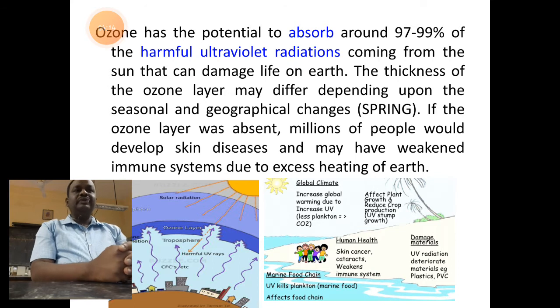This layer of ozone has the power to absorb 97 to 99% of harmful UV rays that cause damage to life on the Earth. It may cause skin diseases, reduce the immune power, etc. Well, the thickness of ozone differs based on the season and even the geographical changes. During spring season, the ozone gets depleted or reduced to a very thin layer.